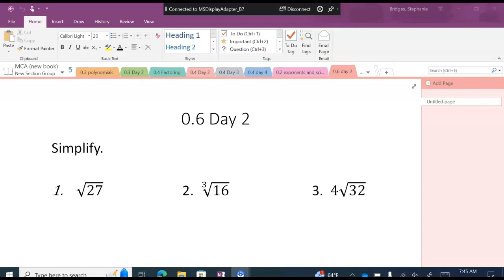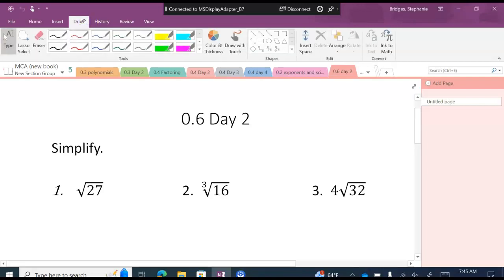Then I'm going to go up to 16. Does 16 divide into 27 evenly? No. Then I'm going to go up to 9. Does 9 divide into 27 evenly? It does. So what we're going to do is split up 27 into my perfect square first, which we said was 9. And then what is it that I multiply 9 by to get 27? 3. So we're going to go the square root of 3.